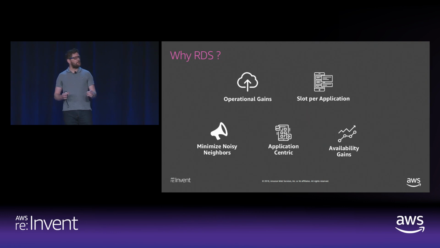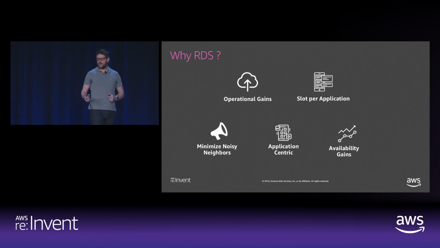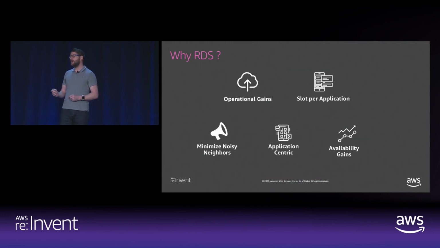We can also be very, very application centric, giving the apps what they want and when they require it. So things like scaling of CPU, memory, storage, and provisioned IOPS. Today, if we wanted to do that, we'd literally move from server A to server B, and there's no guarantee that that's actually going to fix the problems that we see. And we also then have the availability gains. We are getting at least 99.95% availability built in, versus the traditional data center model that we have.